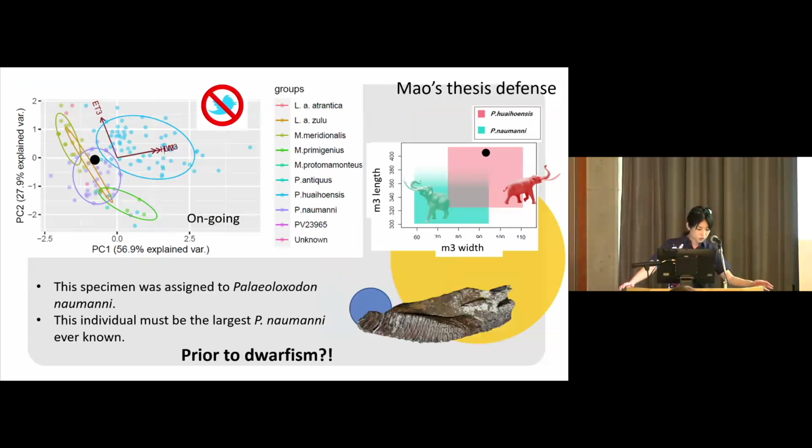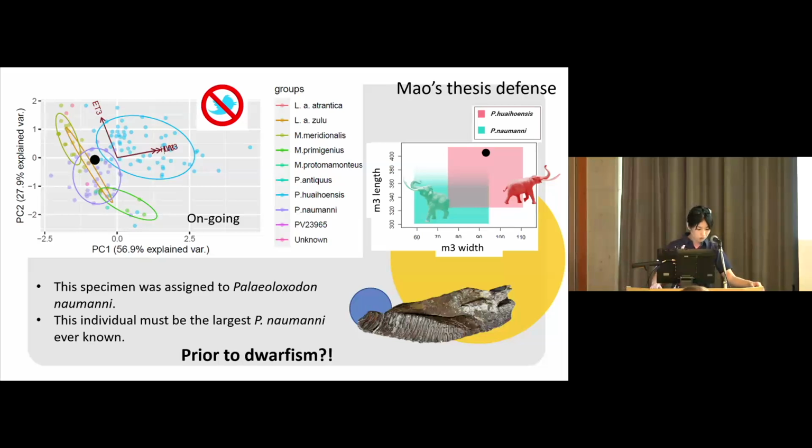And if this is true, this individual must be the largest Paleoloxodon ever known. And this guy probably roamed the Pleistocene gateway to Japan before the dwarfism started. So this is suddenly a very important specimen.